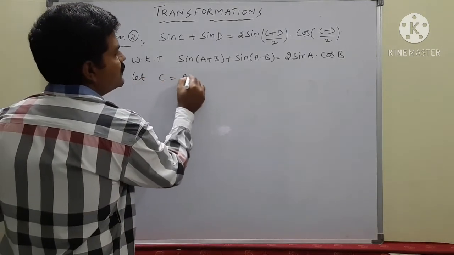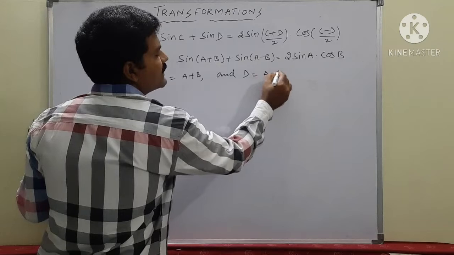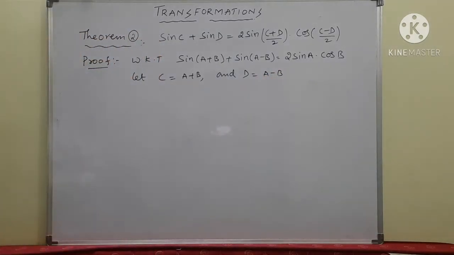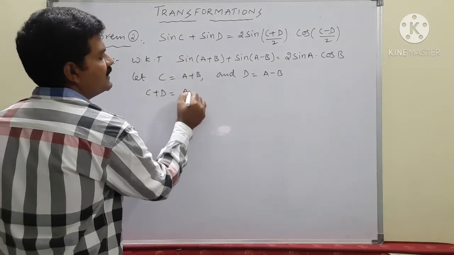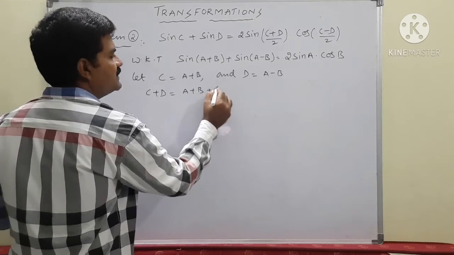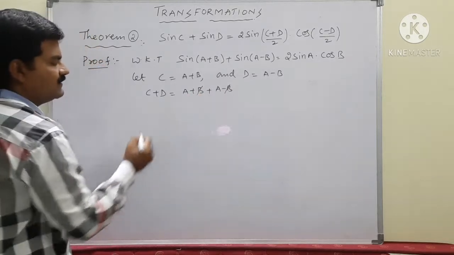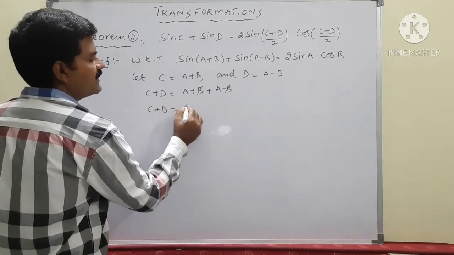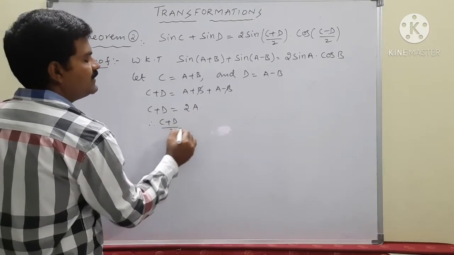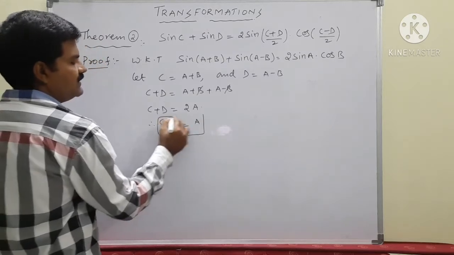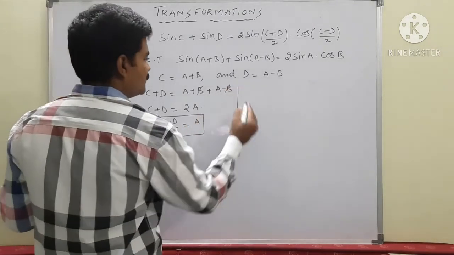So let us assume that a plus b is equal to c and a minus b is equal to d. Just we are changing the variables here. Instead of a and b, we write c and d. Now let us add these two: c plus d, a plus b plus a minus b, plus b minus b gets cancelled. Now c plus d is equal to 2a, and from this c plus d by 2 is equal to a. Therefore a is equal to c plus d by 2.